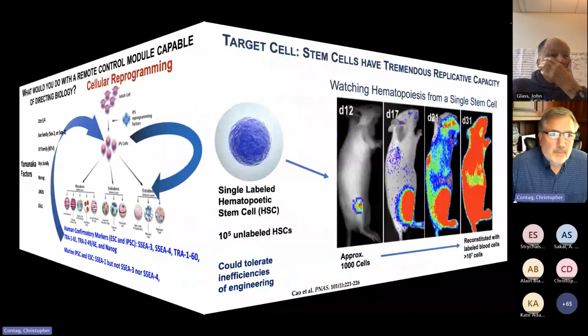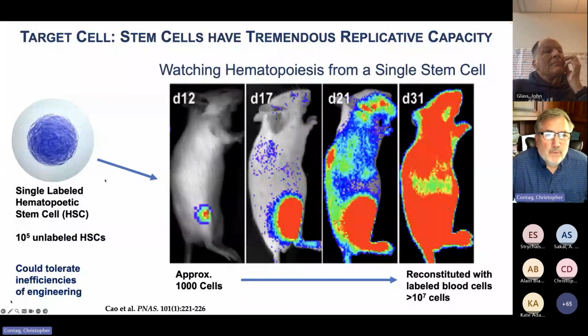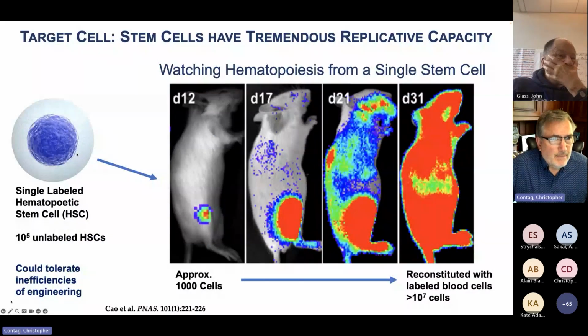We reasoned that this would be a reasonable target because we've been studying stem cells for some time. In this case, we could take a single hematopoietic stem cell responsible for all the blood types in the body. We could put that into a lethally irradiated animal, watch it engraft, and then watch that single hematopoietic stem cell repopulate the entire hematopoietic system over a period of 31 days using luciferase as a reporter.